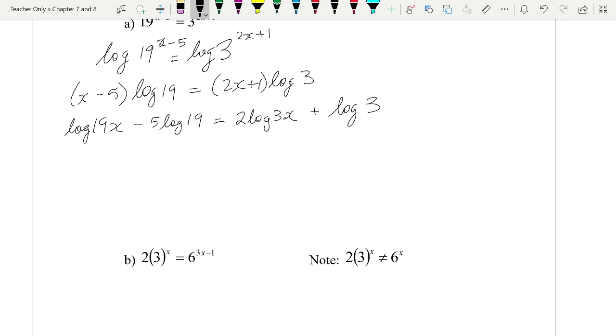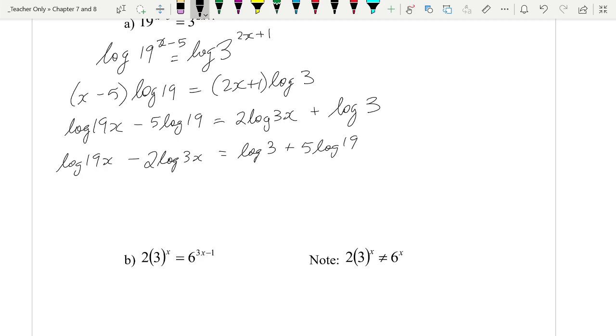They're ugly constants, but one of the beautiful things about math, I've probably only said this 50 times since the course started, is that the rules don't change because the numbers look ugly. I just collect my like terms. So I've got log 19 of x minus 2 log 3 of x equals log of 3 plus, because I add this on the other side, 5 log 19.